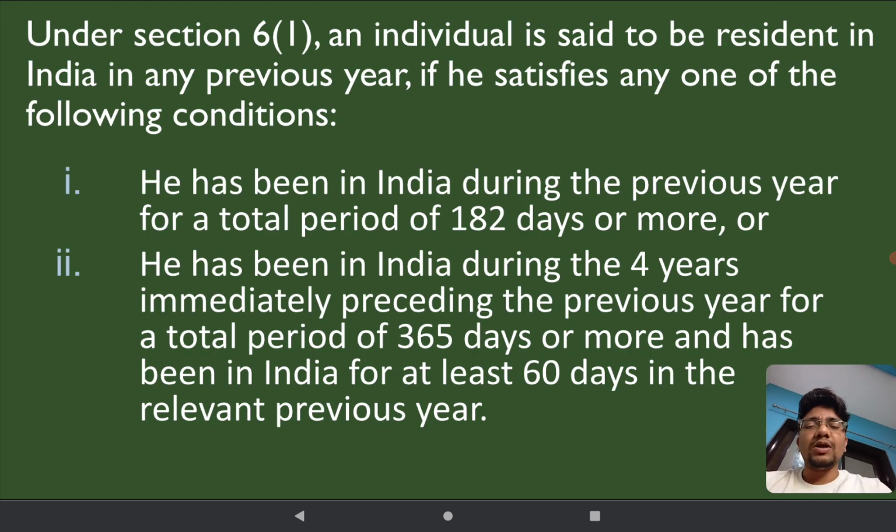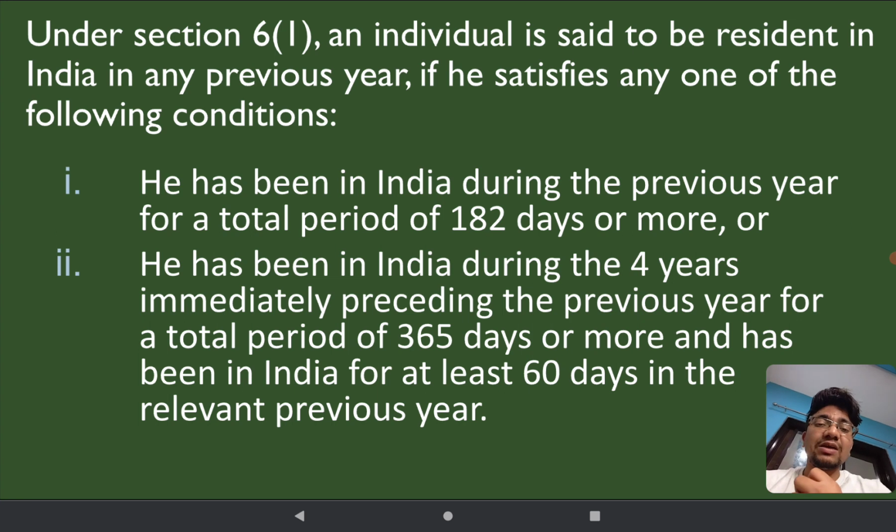Now let's understand. Section 6, subsection 1 says about the individual that he is said to be resident in India if he satisfies any of two conditions. Now what are these two conditions? Subsection 1 says he has been in India during the previous year for a total of 182 days or more. Now what does it mean?